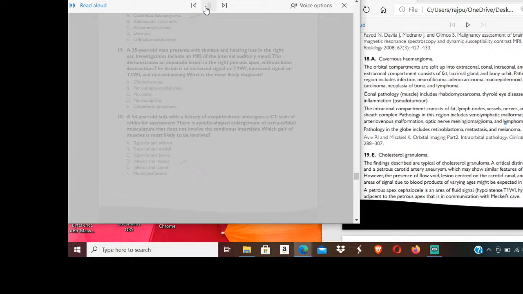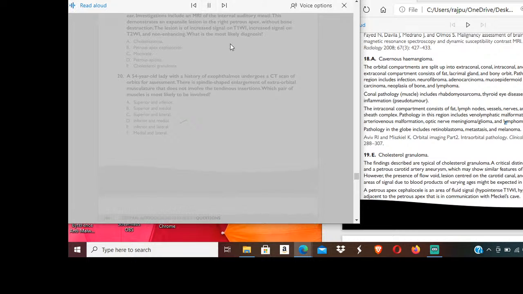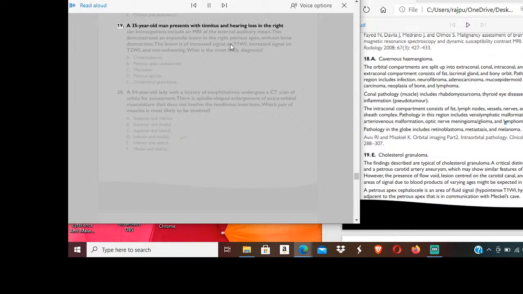A. Cavernous hemangioma. B. Adenoid cystic carcinoma. C. Rhabdomyosarcoma. E. Orbital pseudotumor. 19. A 35-year-old man presents with tinnitus and hearing loss in the right ear.